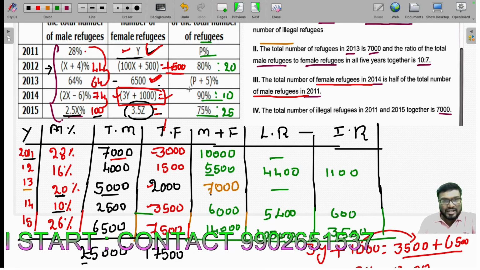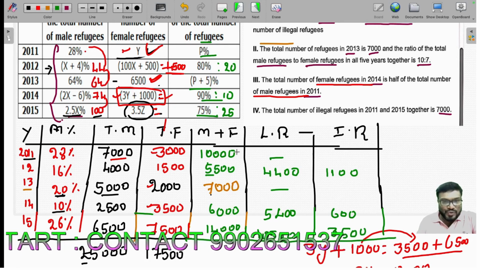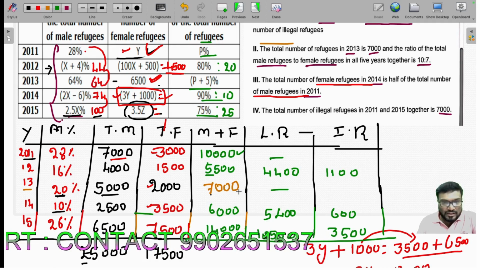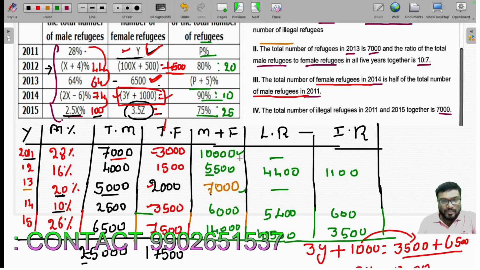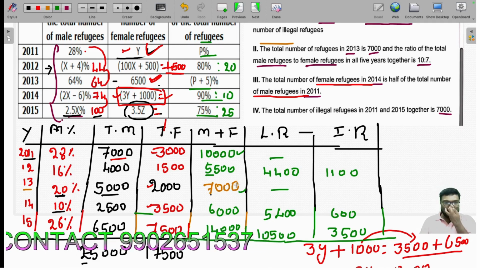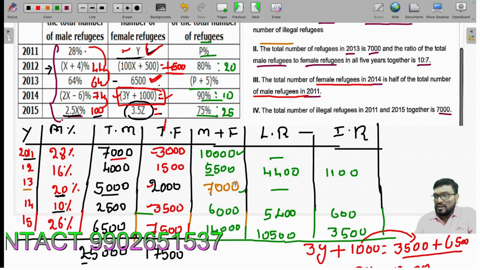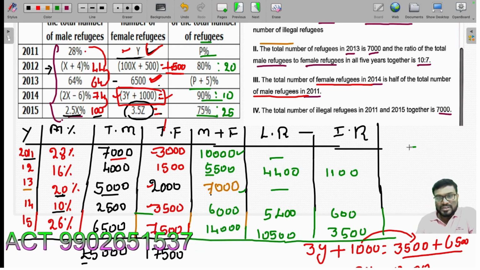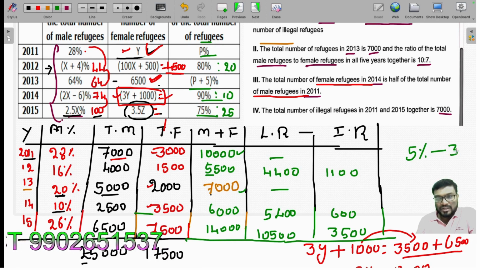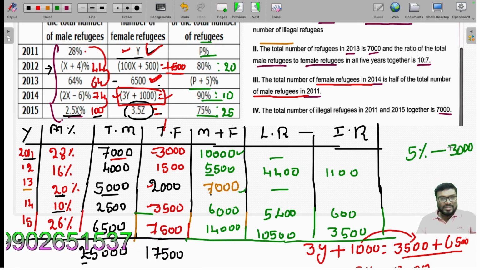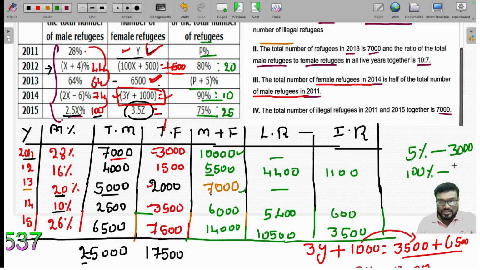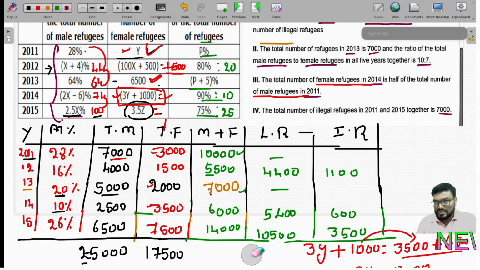Now I need to find out this value and this value. This is p percentage, this is p plus 5 percentage. If you see here 10,000, here 7,000, the difference will be 3,000. The difference will be how much? You can calculate that. The difference will be 3,000, that is 5 percentage. If 5 percentage will be 3,000, then 100 percentage will be 60,000. Otherwise, another way also I can calculate this number and this number easily.